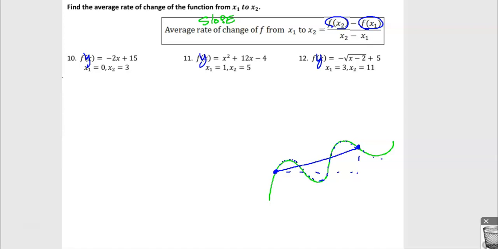So let's look at number 10. We don't need to do 10, 11, and 12, but if you look at number 10, so basically look at the XY chart.